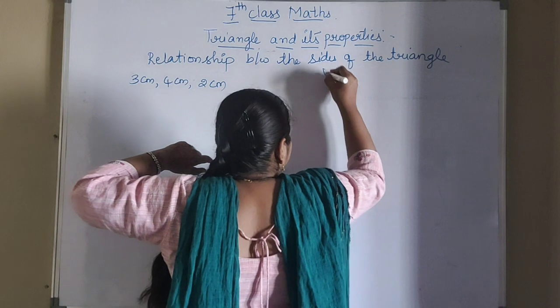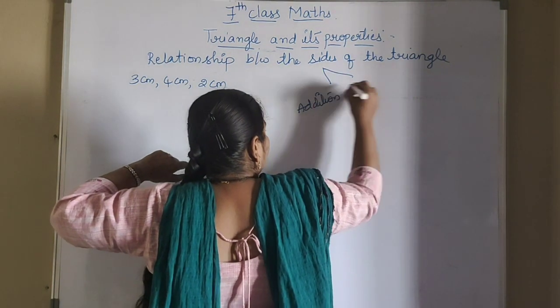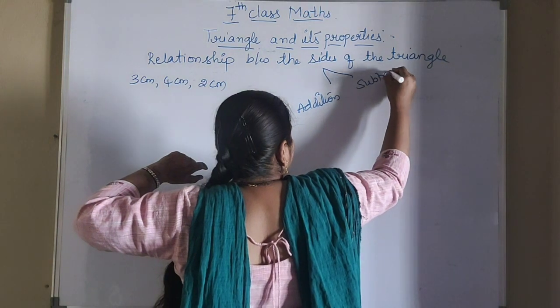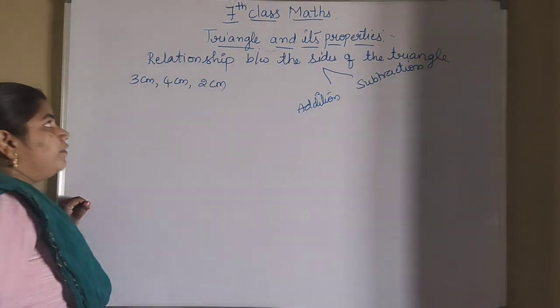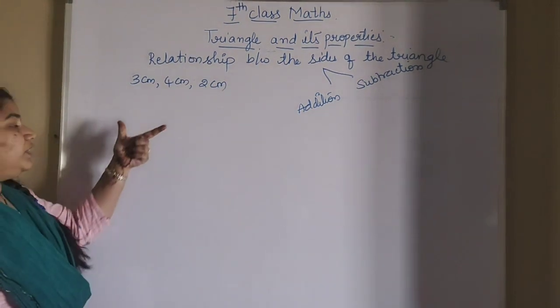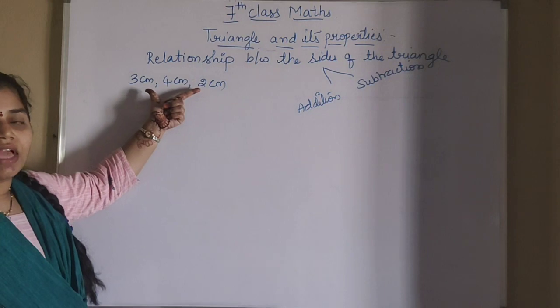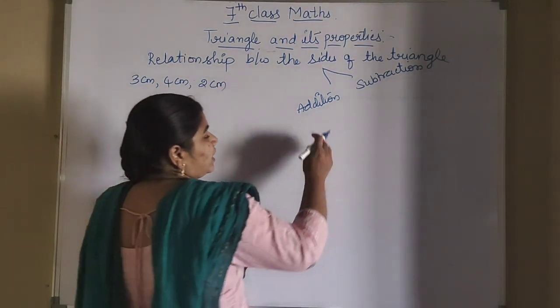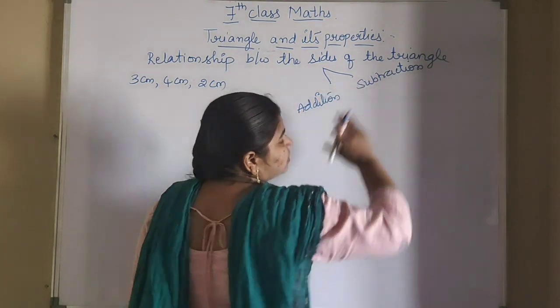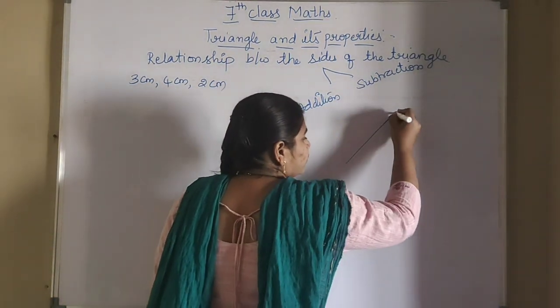So in this, based on addition you are having a condition, and based on subtraction also you are having a condition. So how to find whether by using these three given values a triangle is formed or not, we have to check. By using addition and by using subtraction you are having the condition. So how to write that condition, we will see this.